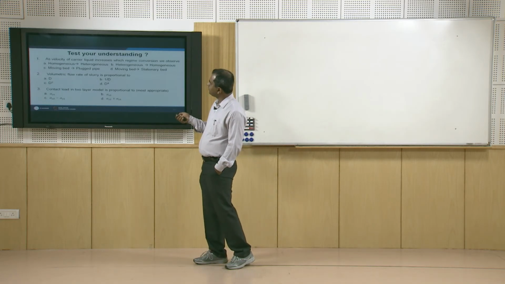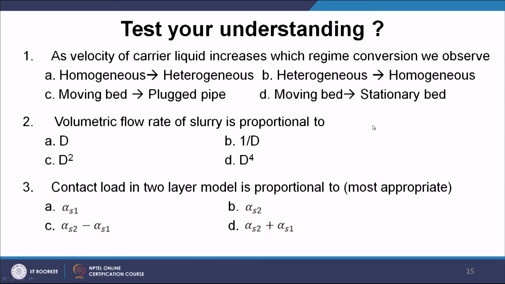First question, as velocity of carrier liquid increases, which regime conversion do we observe? So, carrier liquid is increasing its velocity. First answer is homogeneous to heterogeneous, second one heterogeneous to homogeneous, third one moving bed to plug flow, and fourth one moving bed to stationary bed. Okay. So, the correct answer is part B, heterogeneous to homogeneous. Hope all of you have answered the correct one.